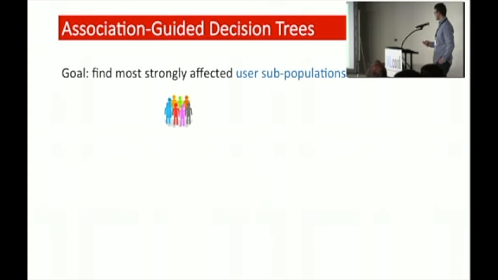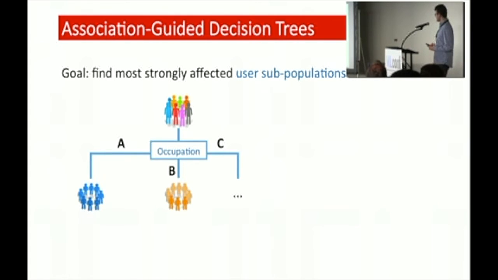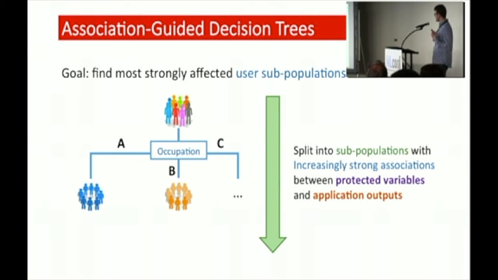So at a high level, the way it works, you start with your global user population, and then you're going to try and split it into smaller subgroups based on the features you have, so-called contextual features, in order to maximize some association metric. And so you're just going to, in a recursive fashion, try to divide your population into smaller groups for which your algorithm is more and more unfair.